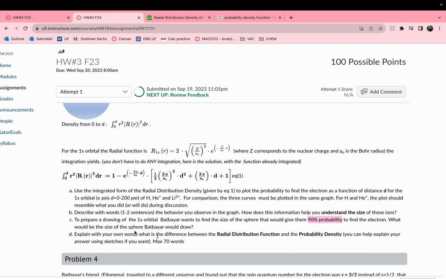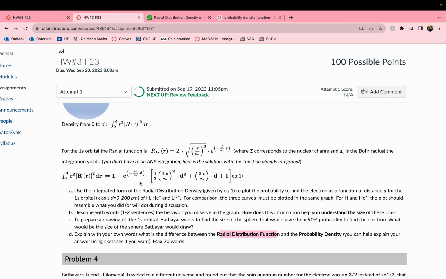So, explaining in my words. Part D is asking me to explain the difference between radial distribution function and probability density. There's no solving this problem. It's all understanding of concepts. So to attack this problem, I just had to explain it. And I explained probability density as being the probability to find an electron anywhere, whereas the radial distribution function has a spatial aspect at a certain d distance from the nucleus.